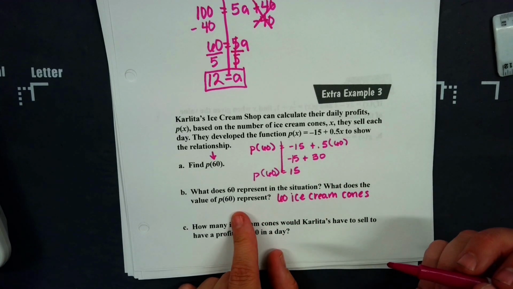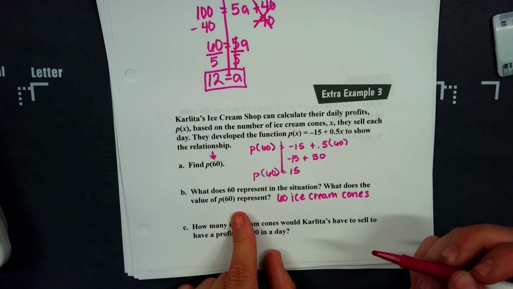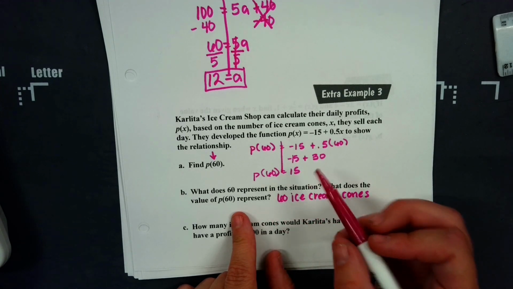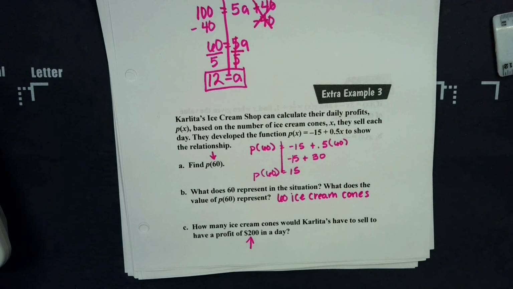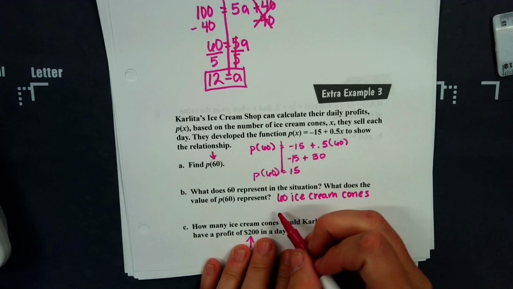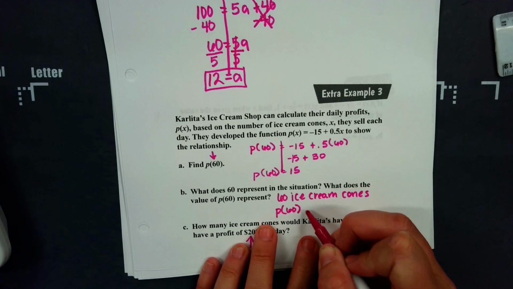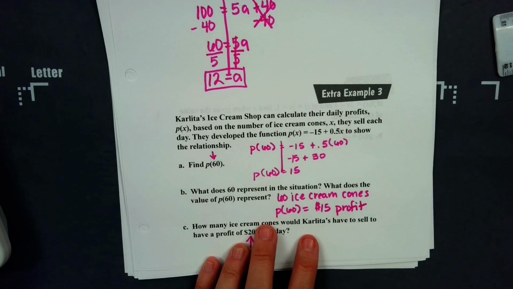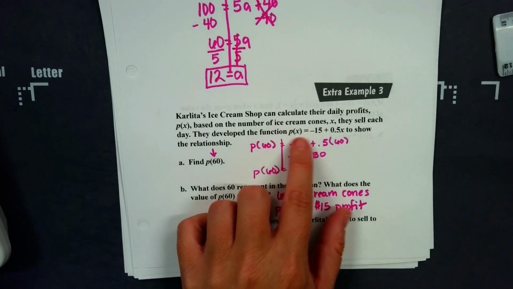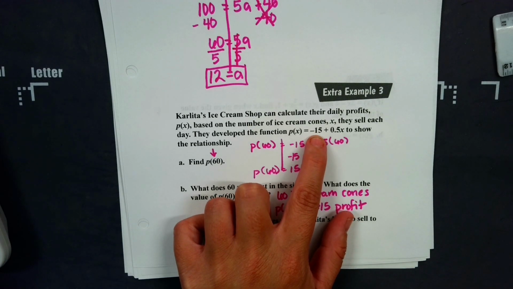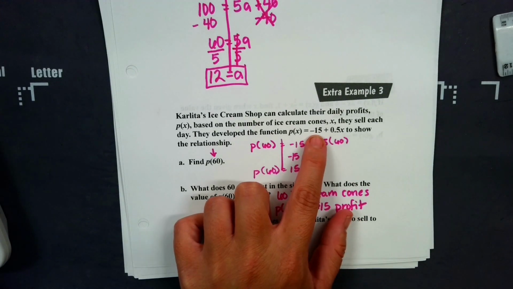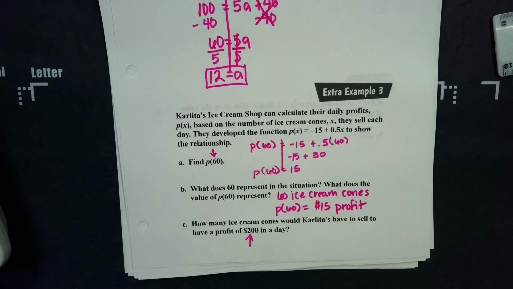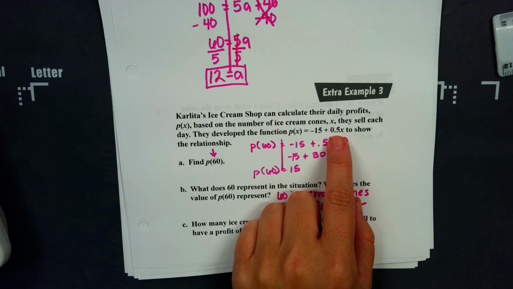And what does the P of 60 mean? If you sold 60 ice cream cones, what would your profit be? $15. It's a lot of ice cream cones to only make $15. Why do you suppose there's a negative in this problem? How much it costs to buy the cones? Yep, the cost to begin with, right? So they're only really making 50 cents per ice cream cone.